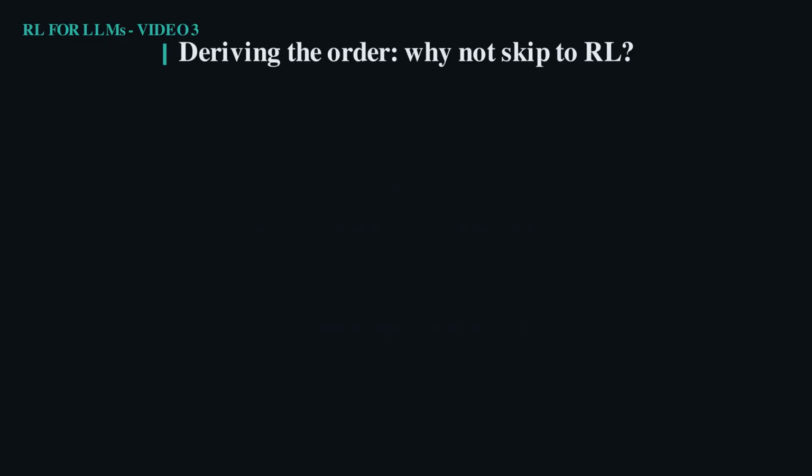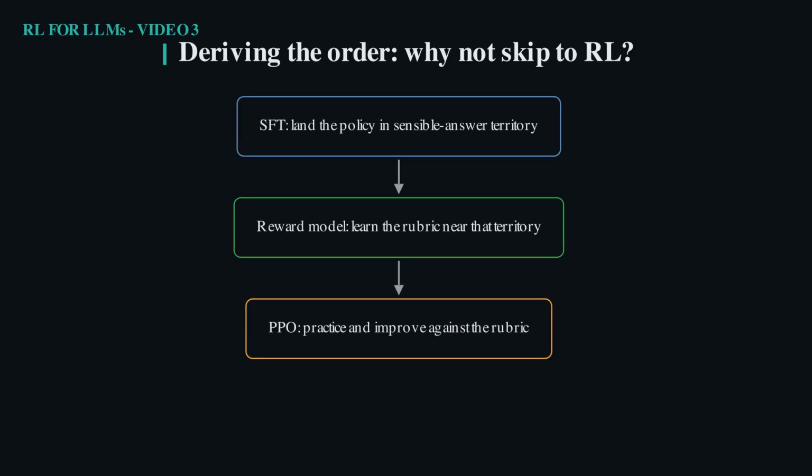Could we not just jump straight to reinforcement learning? Let us reason it through. Reinforcement learning from a random policy would explore mostly gibberish, and a reward model can only judge answers near the ones it was trained on. Supervised fine-tuning places the policy inside that trusted region first. So SFT enables the reward model, which enables PPO. It is a ladder, remove a rung, and the climb collapses.